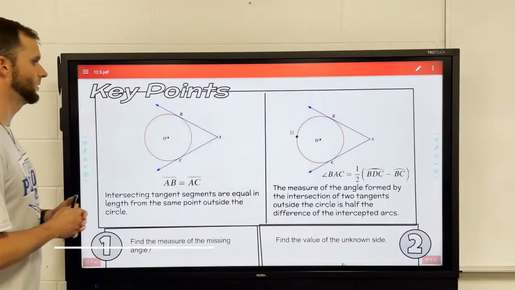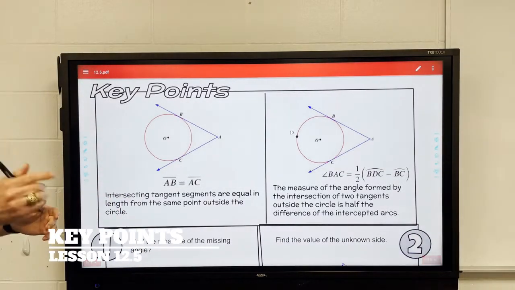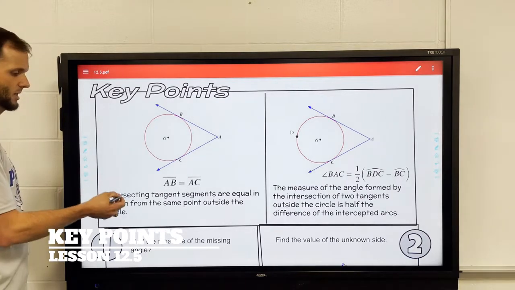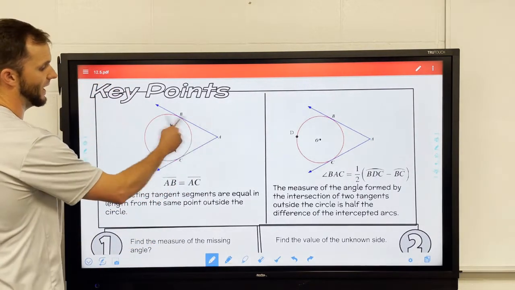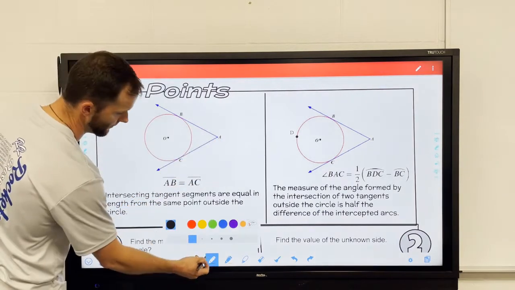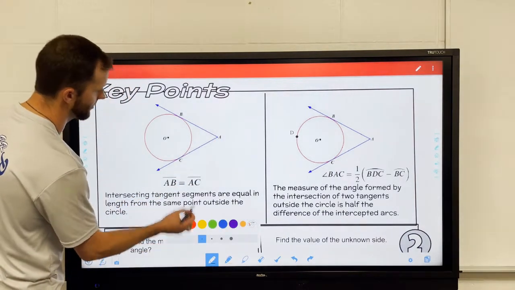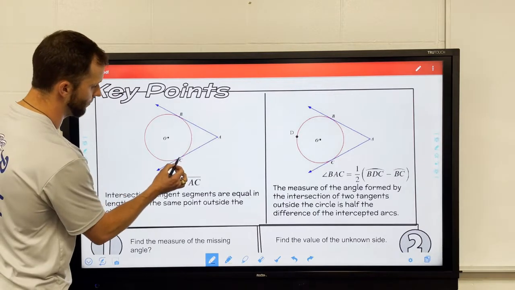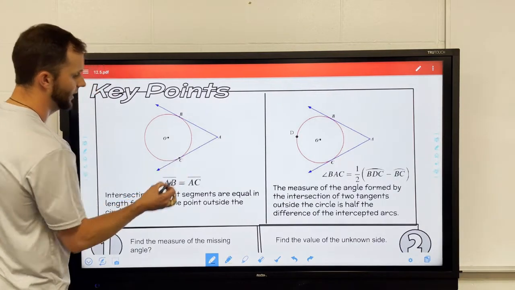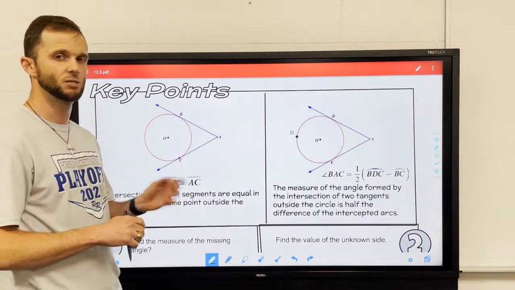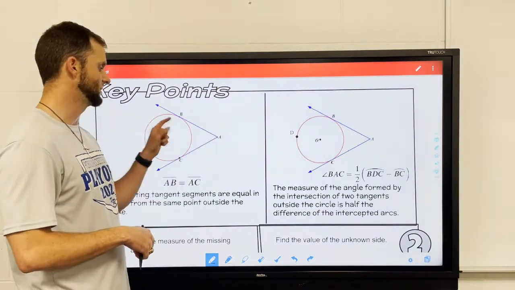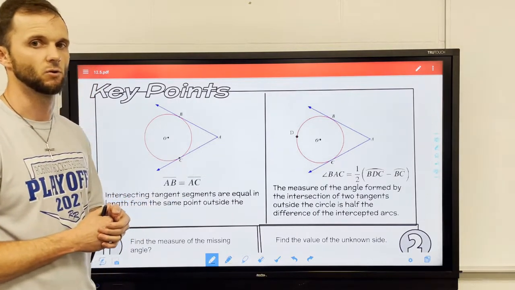Okay, so first we need to look at specifically what I mean by a tangent line. If I look at ray AB and ray AC, you can see it's touching my circle only once, at one distinct point. And that, ladies and gentlemen, is the definition of a tangent line. So again, a tangent line touches the circle at exactly one point outside the circle, okay?